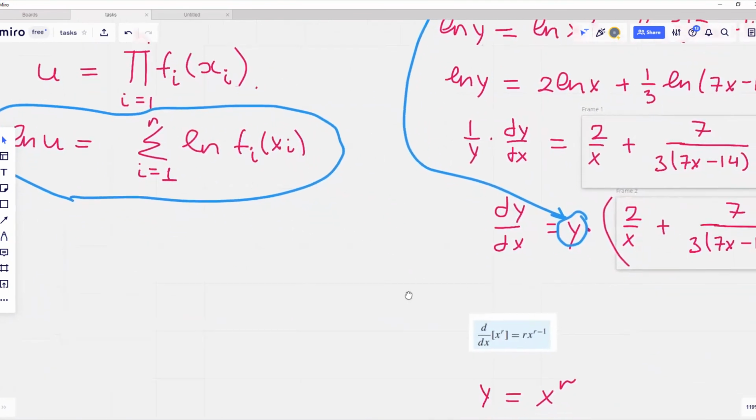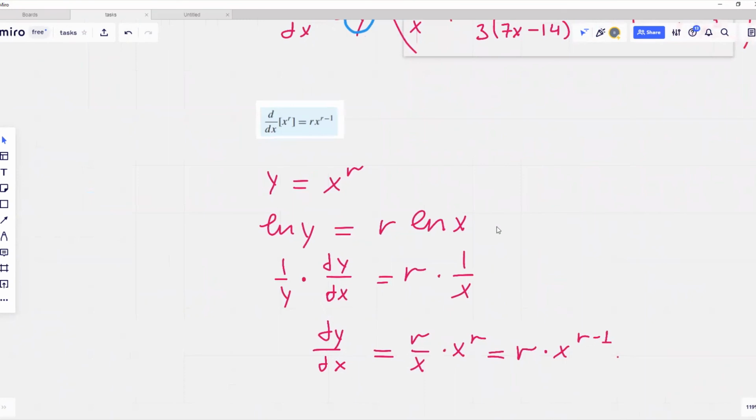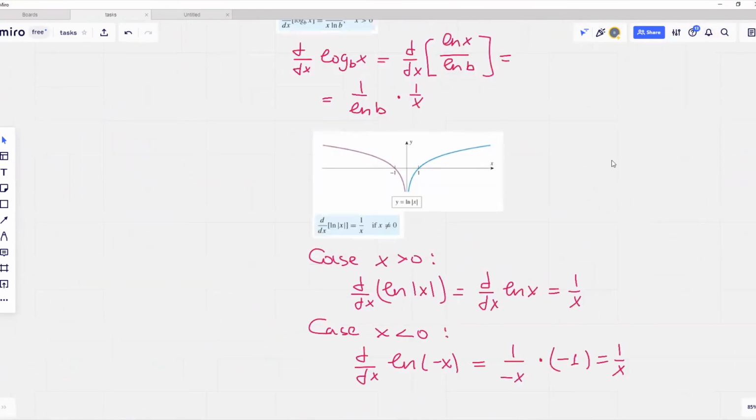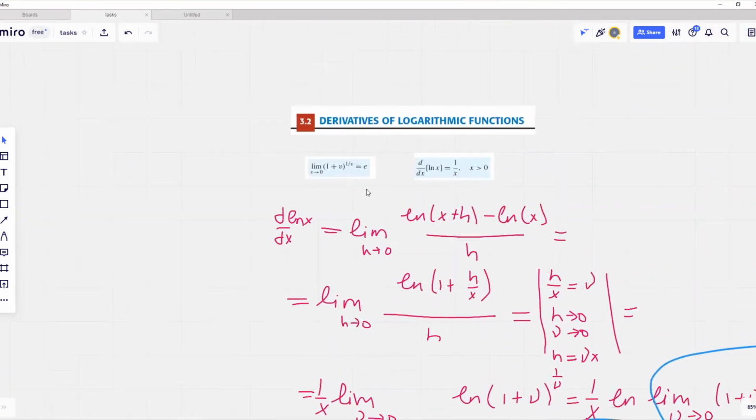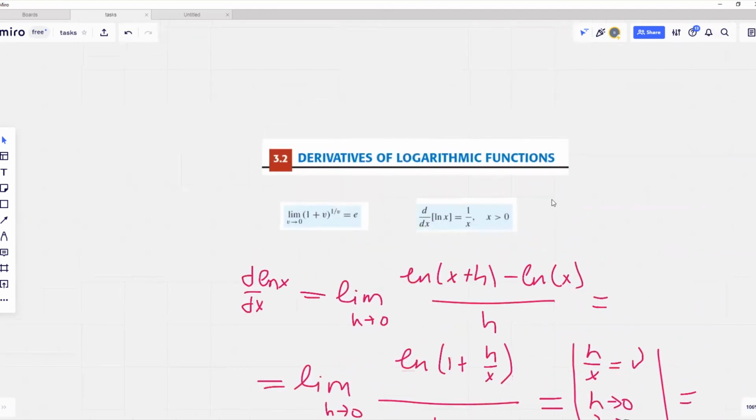And this concludes our lecture on derivatives of logarithmic functions. We are going to see them in the following practice sheet. Thank you for watching.